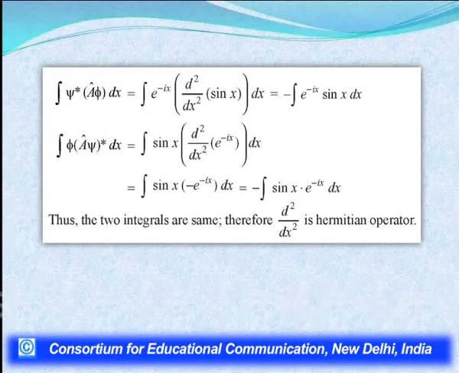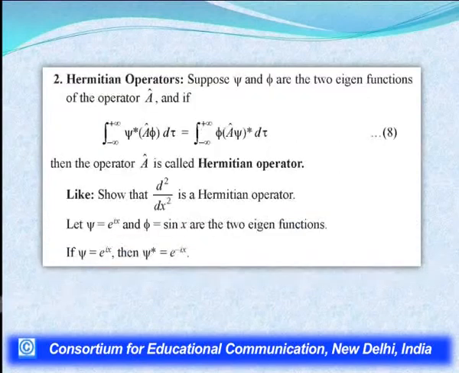By this you can see that the left hand side as well as the right hand side of equation number 8, as you can see on the slide, I have simply put in the values of phi, A operator, psi as well as psi star, and solved the right hand side as well as the left hand side. Because the answers of both sides are coming out the same, the A operator, that is d square by dx square, is a Hermitian operator.